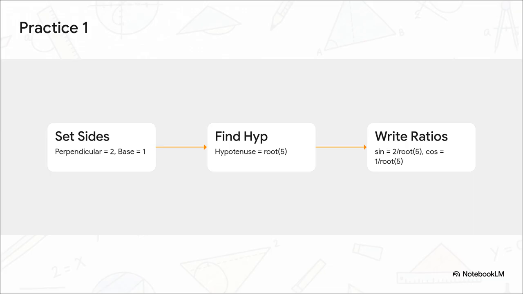Since tangent is perpendicular over base, just visualize an imaginary right triangle. Your perpendicular side is 2, your base is 1. Find that missing third side, the hypotenuse, using Pythagoras, which gives us the square root of 5. Now that you have all three sides, you can instantly define any other ratio. Sine becomes 2 over root 5. Cosine becomes 1 over root 5. Super simple, right?